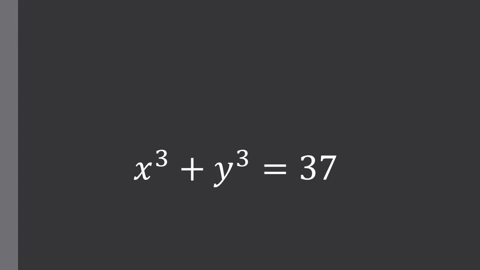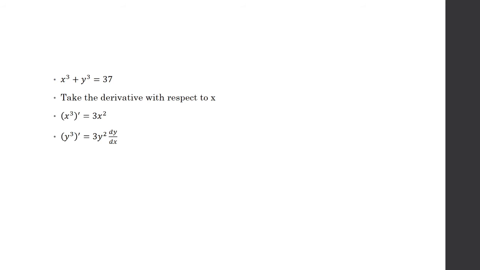In this video, we'll be finding the second derivative of x cubed plus y cubed equals 37. First thing we're going to do is take the derivative with respect to x on both sides. So the derivative of x cubed is 3x squared. The derivative of y cubed is 3y squared times dy over dx. And the derivative of 37 is just 0.